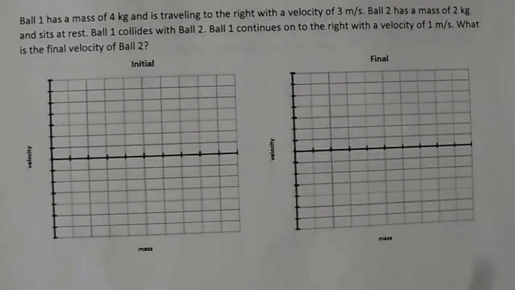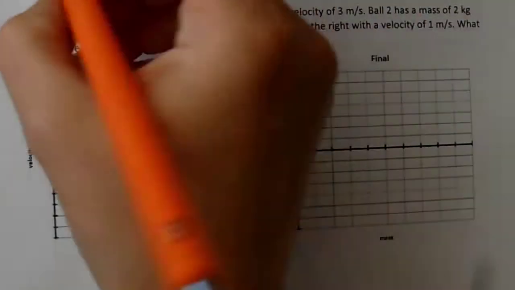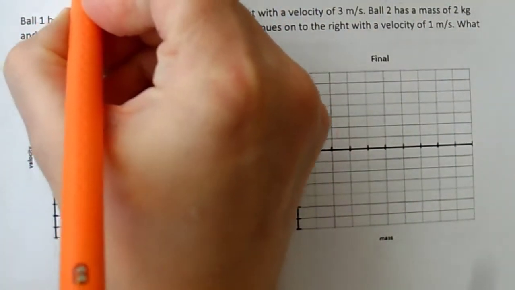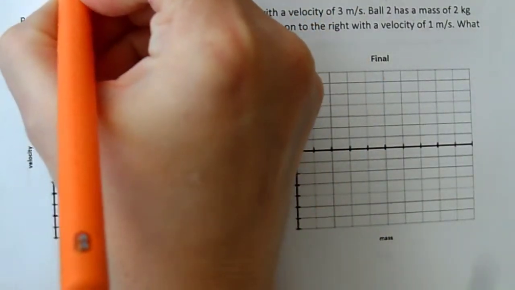All right, so now that we have talked about conservation of momentum and we've talked about these mass velocity graphs, we want to set up some problems so that we can use those graphs to solve different problems. So this is actually example 1 on your worksheet. What it says is ball 1 has a mass of 4 kilograms and it's traveling to the right with a velocity of 3 meters per second. So we've got ball 1 going this way at 3 meters per second.